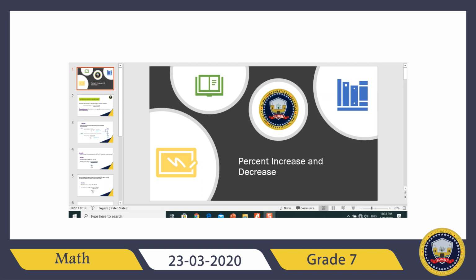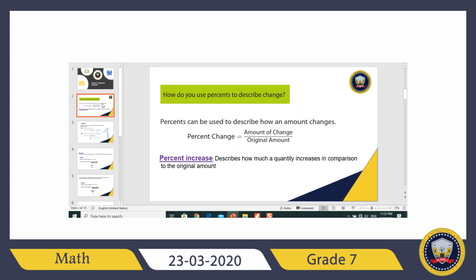Today we're gonna take a new lesson, which is percent increase and decrease. Percent means out of 100. In Latin, percent means out of 100. Let's start first with percent increase. What does percent increase mean?